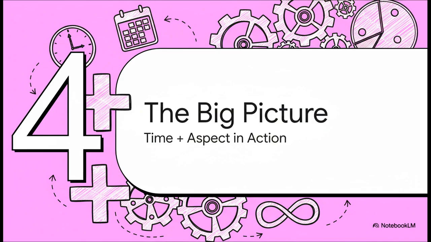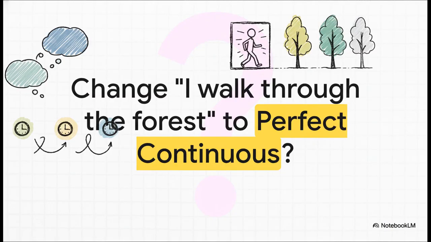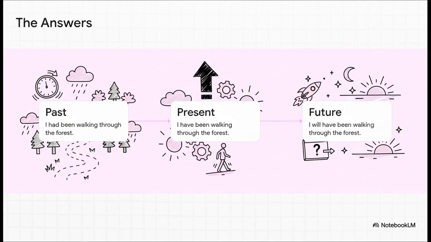All right, we've looked at all the pieces of the puzzle, time and aspect. Now let's click them together and really see the system work. It's time to put our little formula to the test. So, you ready for a little pop quiz? Nothing too hard, I promise. Take this simple sentence. I walk through the forest. Using what you just learned, how would you change that into past, present, and future perfect continuous? Go ahead, pause for a second and give it a shot. You've totally got this. Okay, ready to check your answers?